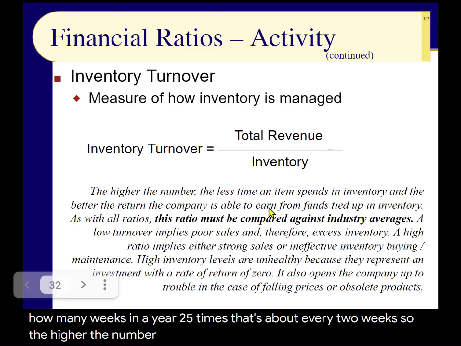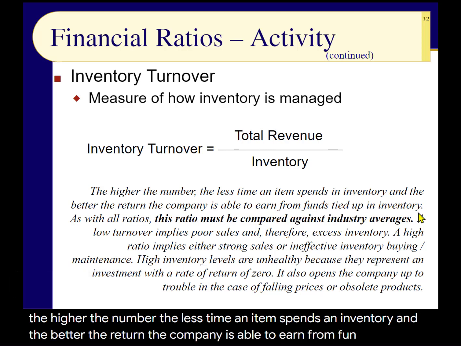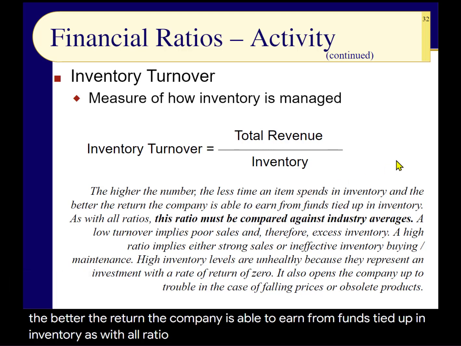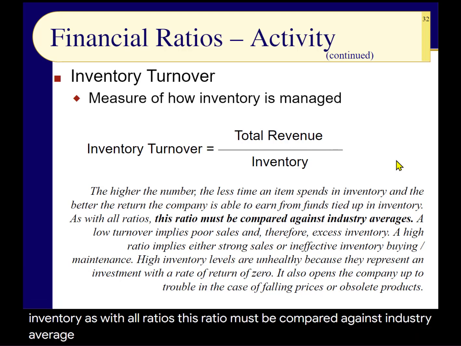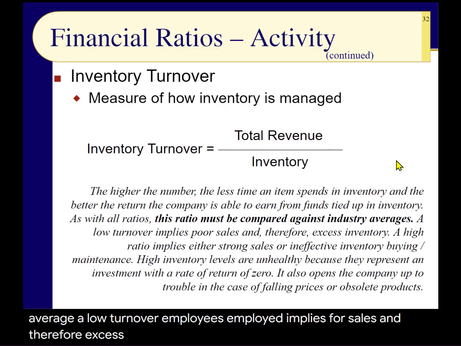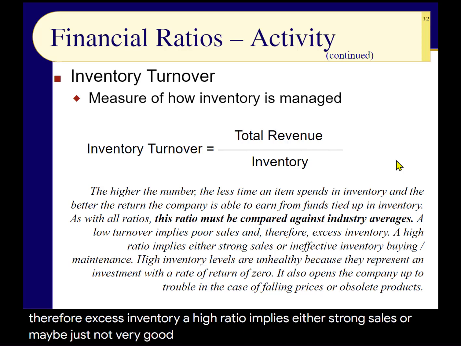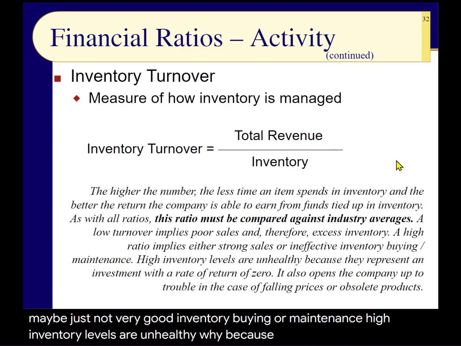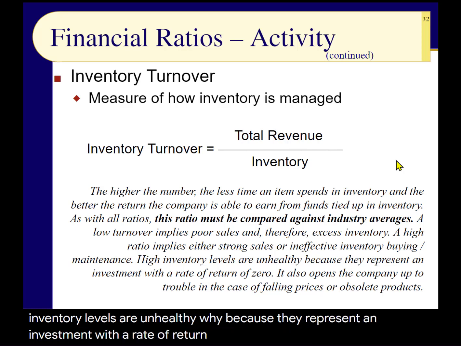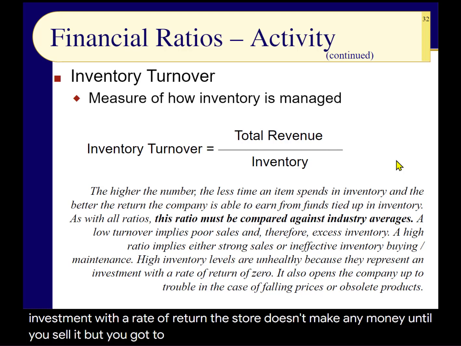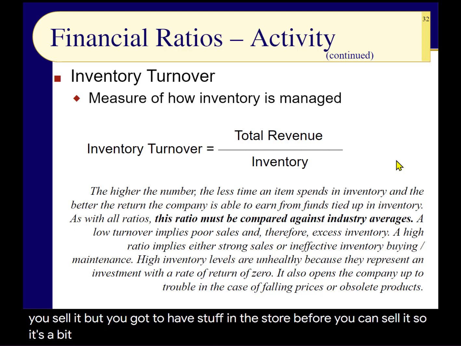So the higher the number, the less time an item spends in inventory, and the better the return the company is able to earn from funds tied up in inventory. As with all ratios, this ratio must be compared against industry average. A low turnover implies poor sales and therefore excess inventory. A high ratio implies either strong sales or maybe just not very good inventory buying or maintenance. High inventory levels are unhealthy. Why? Because they represent an investment with a rate of return of 0. The stuff in the store doesn't make you any money until you sell it. But you got to have stuff in the store before you can sell it. So it's a bit of a conundrum.